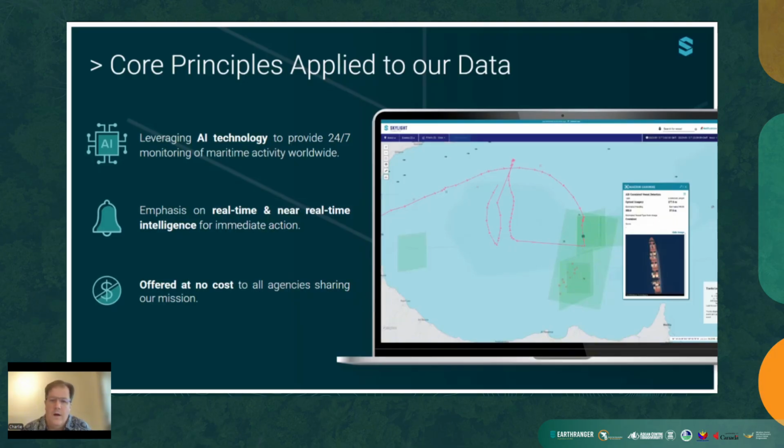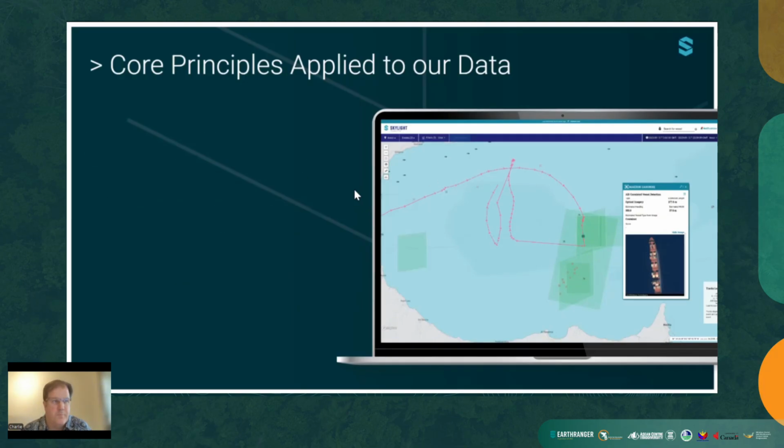And again, it's shared at no cost with authorized users from government agencies like Coast Guards, but also fisheries agencies like BFAR and others, and also NGOs that we partner with, like those of you in the room.